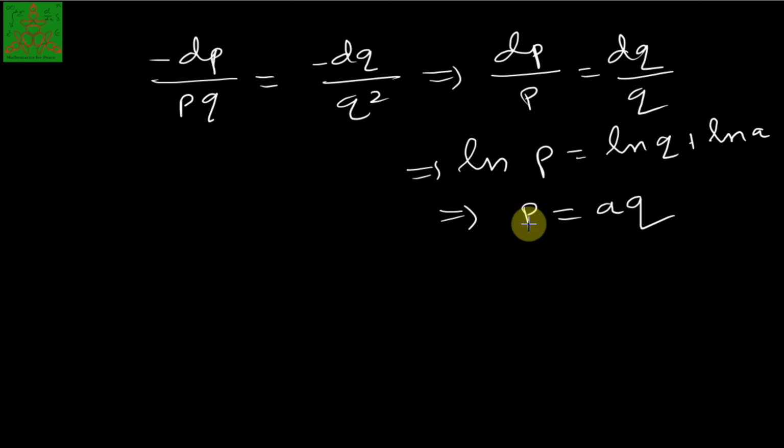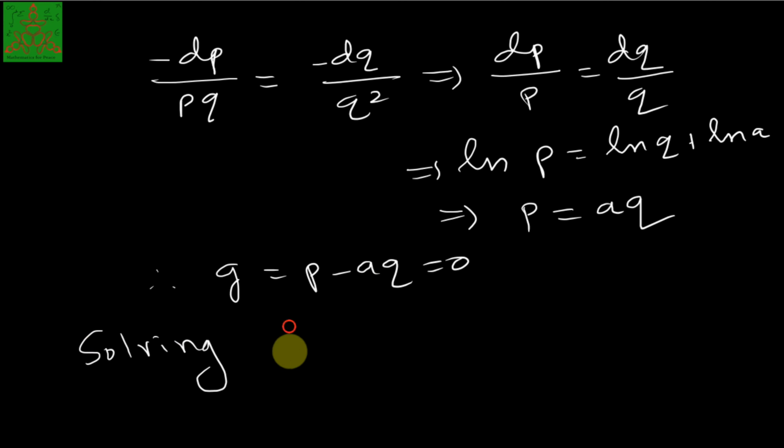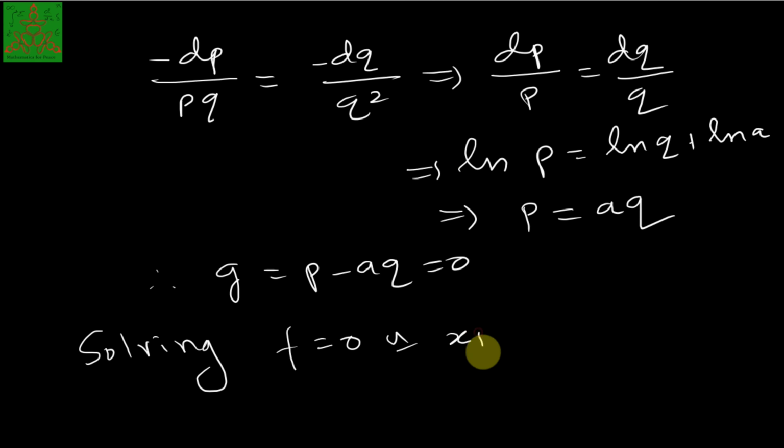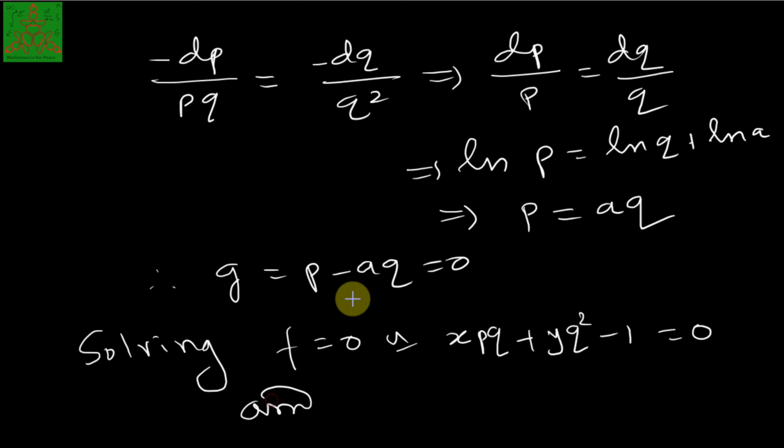Now we have to solve. This is the equation g. So therefore g is equal to p minus aq equal to 0. We have to solve this together with f equal to 0. What does that mean? What is the function f? It is the given function, that is xpq plus yq square minus 1 equal to 0, and this equation, that is p equal to aq. We need to establish what will be the value of p and q in terms of x, y, z.